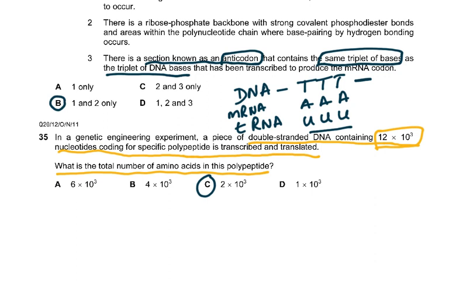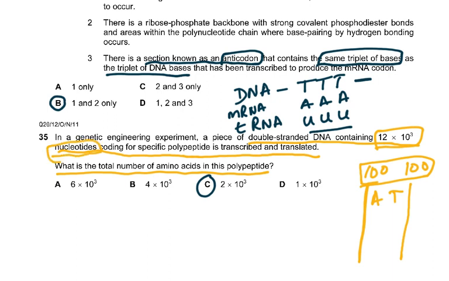You have to see that if we have, say, 100 nucleotide bases on this side, we would have 100 on this side, so the total would be 200. So this is A, T. It's saying DNA containing so many nucleotides, so this would be containing 200 nucleotides.